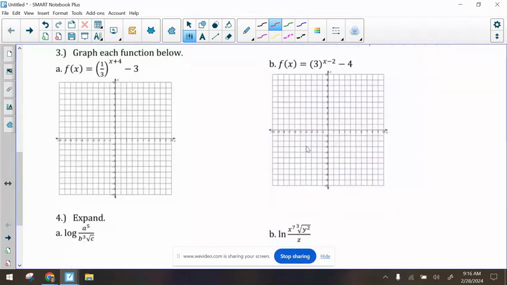So moving on to question 3, we are graphing both exponential decay and exponential growth. Question A, that's going to be decay because my base is between 0 and 1. So I need to go ahead and build my table. Now on the test, we're going to ask you to graph at least a couple key points. I like to graph a bunch of points so I can see a good picture of what this graph is.